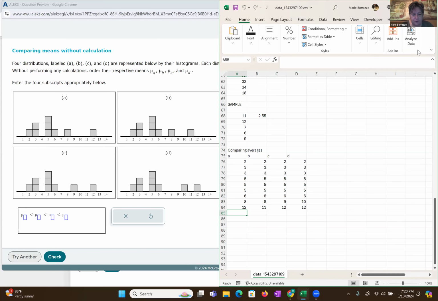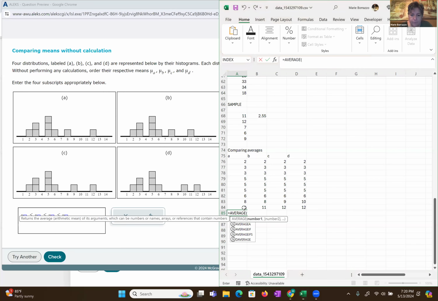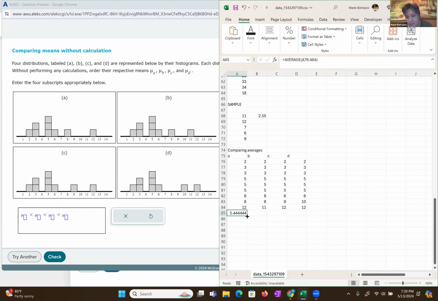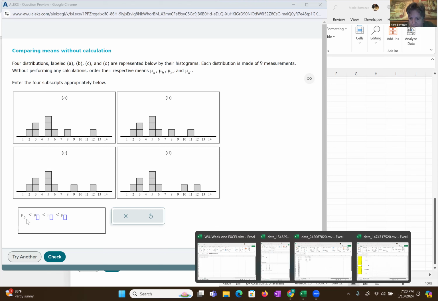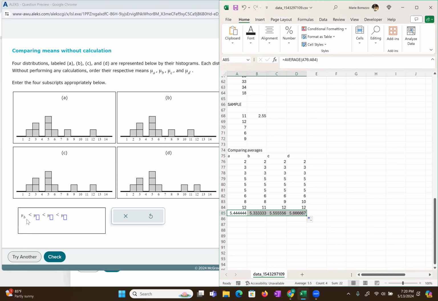What I'm going to do now is go to average and take the average of the first one, and do the same thing to the other three. I'm going to literally drag it. Now, according to this, they want the smallest to greatest. My smallest looks like it's B. My next one is A, and then C and D.